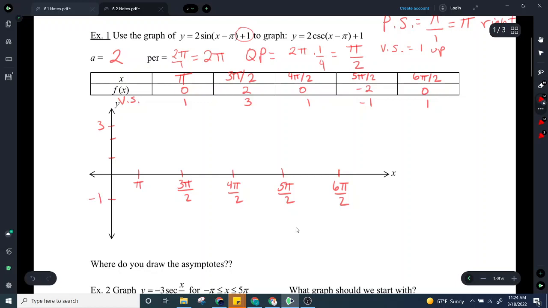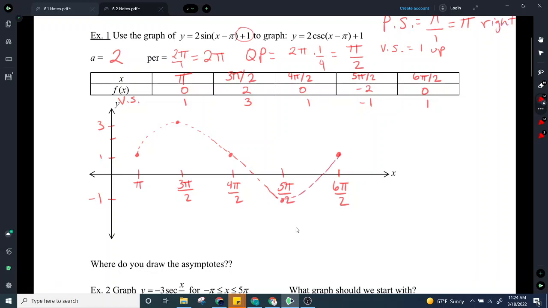Okay, so at pi, we're going to start out at positive 1. And then at 3 pi over 2, we're up here at 3, and then at 4 pi over 2, we're at 1, and then 5 pi over 2, we're at negative 1, and 6 pi over 2, we're back at 1. All right, so what I would do for these then is I would go ahead and sketch the sine curve, but I would use a dashed line to indicate that it's the sine curve. So we're going to do a dashed line like this. There we go. So there's our original sine curve.